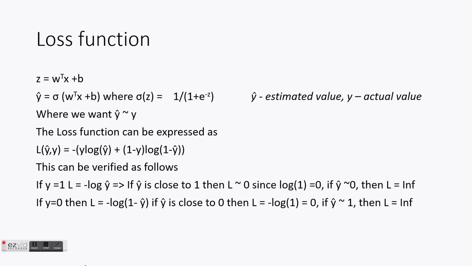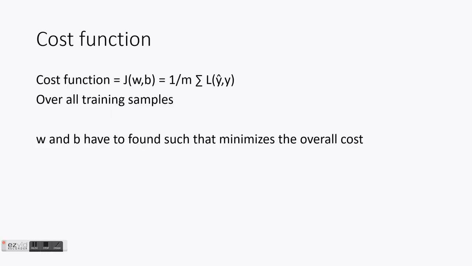That is, if y is equal to 1 and y hat is close to 1, our loss is 0, and if y is equal to 0 and y hat is close to 0, then our loss is 0. So hence this log loss is used in binary classification to determine how well our model performs. Then we come to something called the cost function. The loss function is essentially the error with respect to one training sample, but we need to find how our model performs with respect to all the training samples.